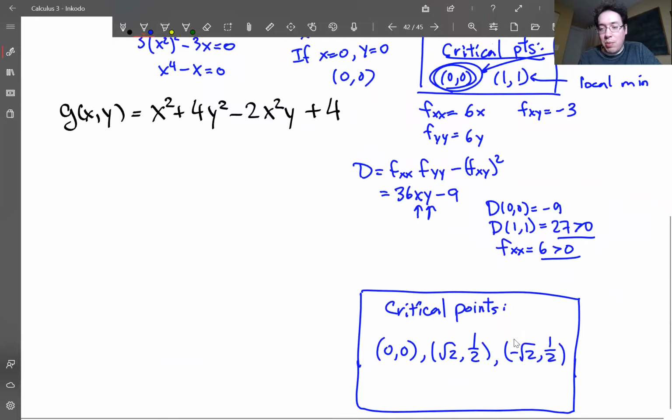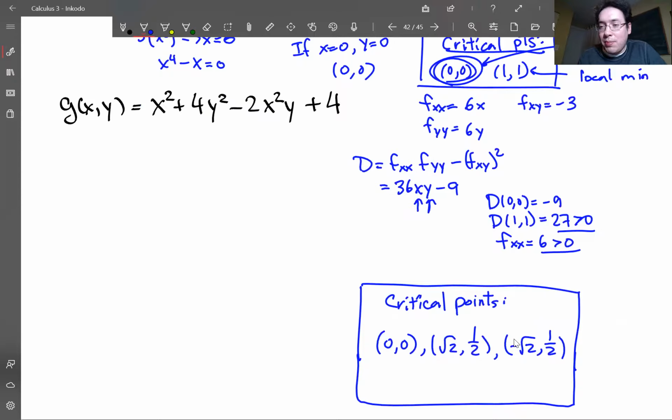If you have time, you could try this out on the second function here as well. You should get a local min here, and these two are saddle points. I'm not doing the computation here, but I want you to try it out to verify that this is true. So that's what you should get for this problem.